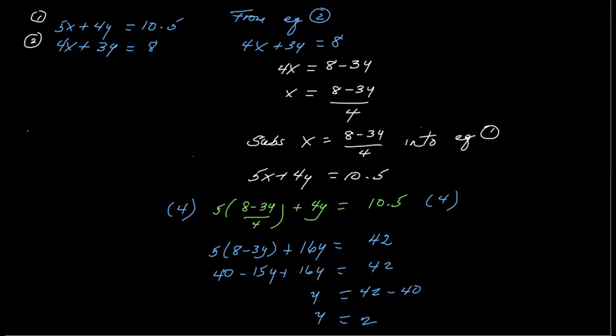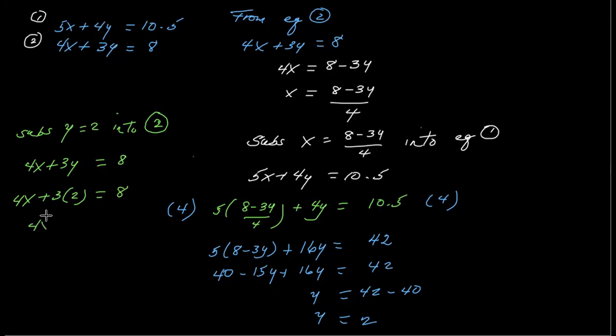Now, we're going to substitute y is equal to 2 into any of these equations up here, right? So let's choose equation 2. It doesn't matter which one you choose, it really doesn't. Let's write it out in its original form, which is 4x plus 3y is equal to 8. So wherever I see y, I'm going to put 2. So I have 4x plus 3 times 2 is equal to 8. So 4x plus 6 is equal to 8.